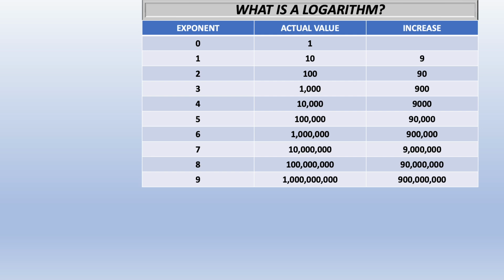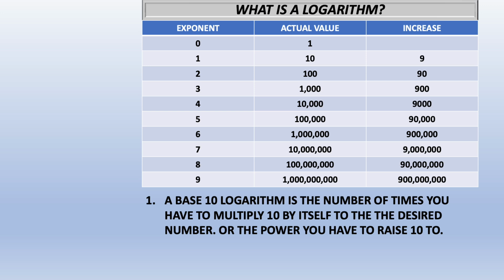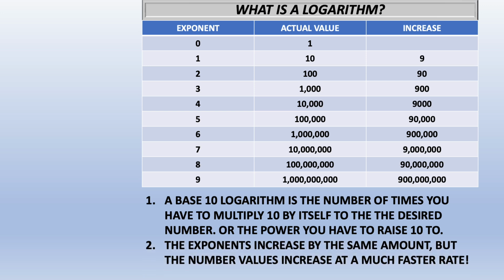The exponent itself is going up in a very linear fashion, and so that's why we talk about the atmosphere as being distributed logarithmically. So again, a base 10 logarithm is the number of times you have to multiply 10 by itself to the desired number, or the power you have to raise 10 to, and the exponents increase by the same amount, but the number values increase at a much faster rate.